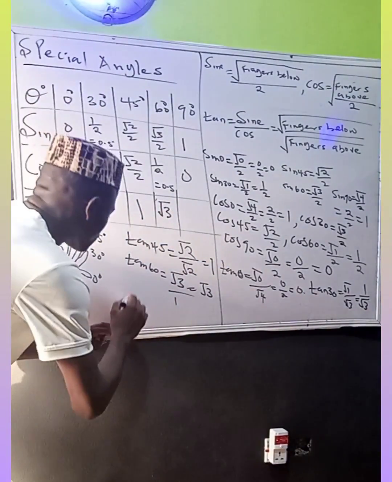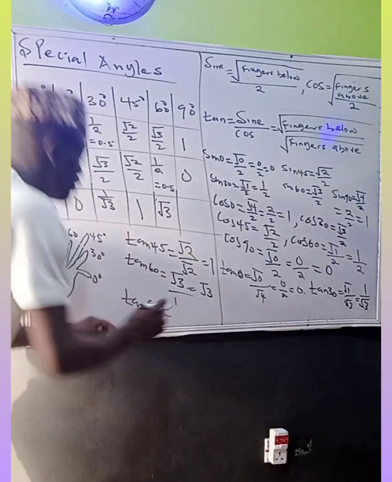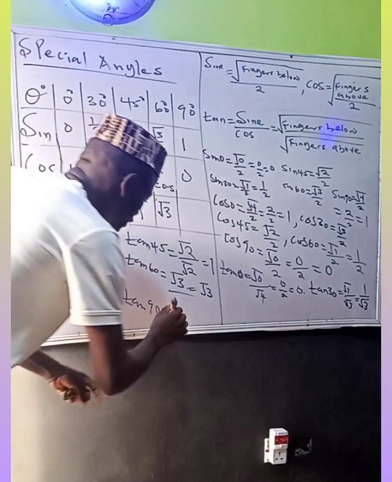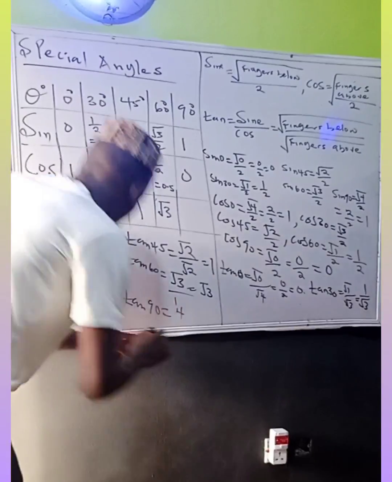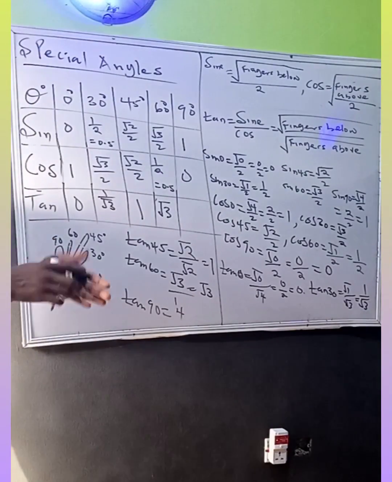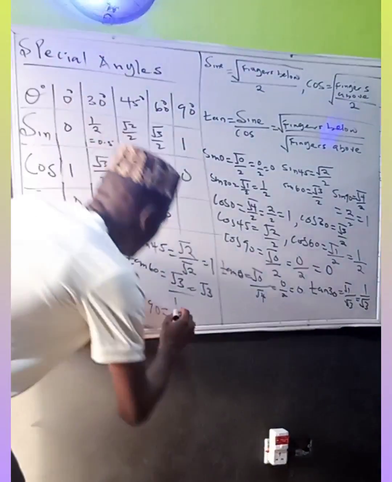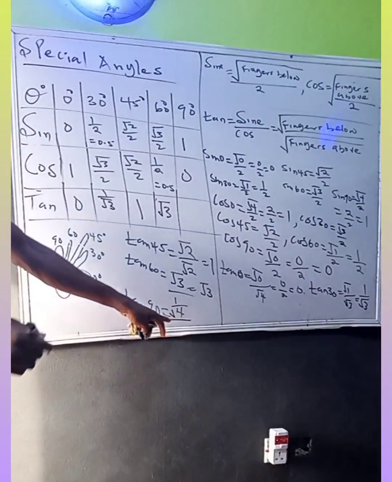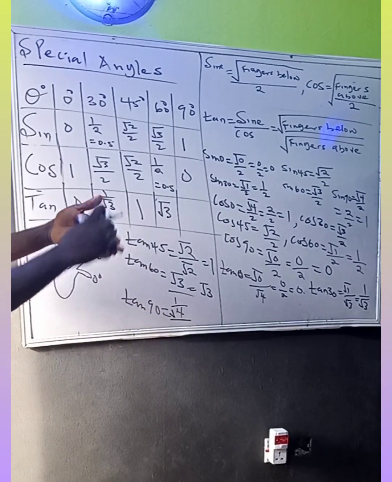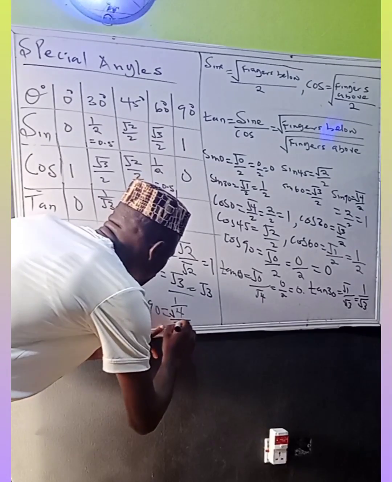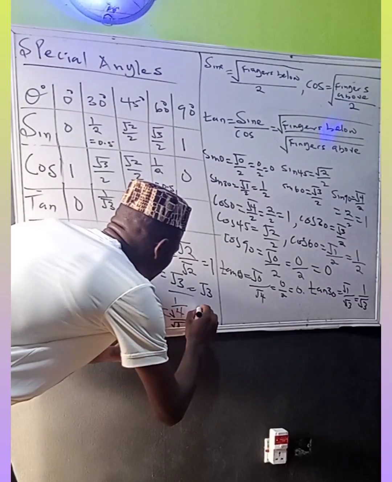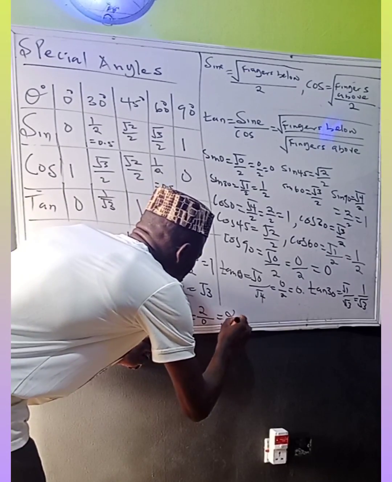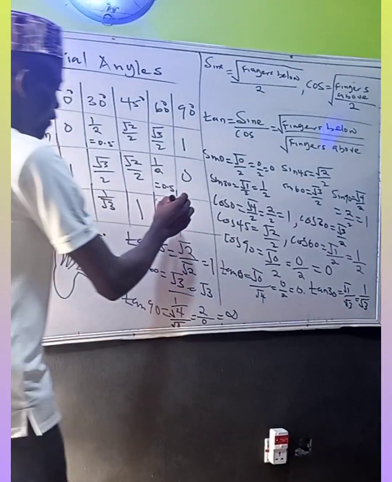Without using calculator. The next one is, the last but not the least, tan 90. For 90, how many fingers do we have below it? 1, 2, 3, 4. 4 fingers. Then, the square root of 4 divided by, how many fingers do we have above it? Above it, there's no finger. So we're going to have square root of 0. The square root of 4 is 2, divided by square root of 0, which is 0. So a number divided by 0 is infinity. That is why we have infinity here.